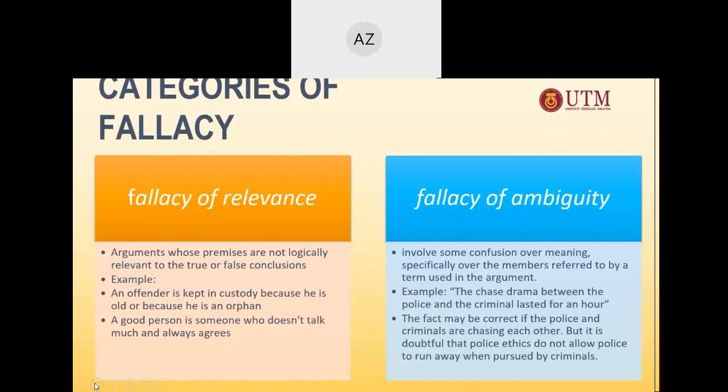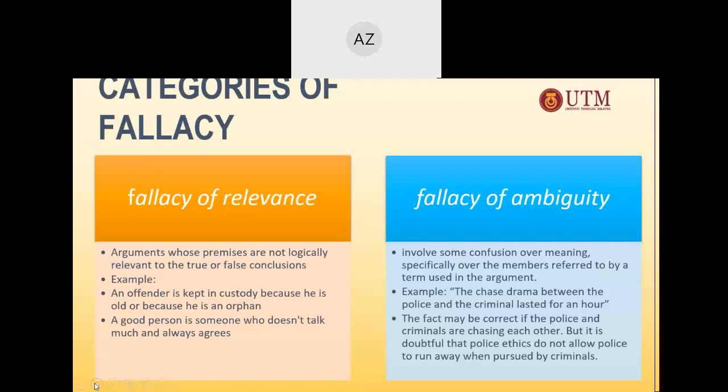So here's the further explanation about the categories of fallacy, which we can categorize into two points: fallacy of relevance and fallacy of ambiguity. First, I will explain about fallacy of relevance. So what is fallacy of relevance? Fallacy of relevance is an argument whose premises are not logically relevant to the truth or falsity of the conclusion.